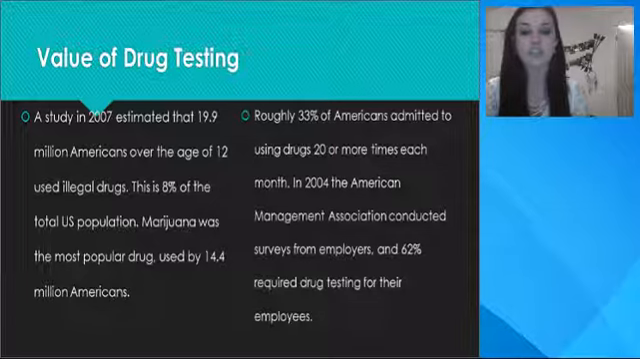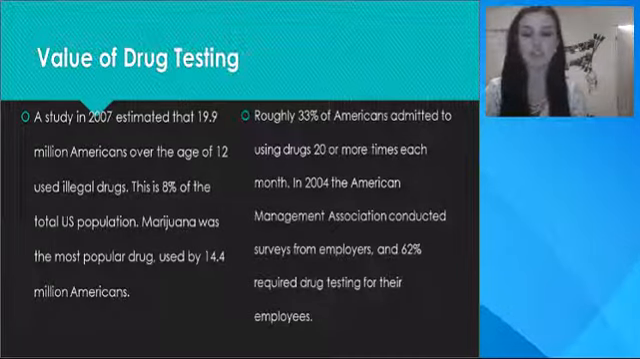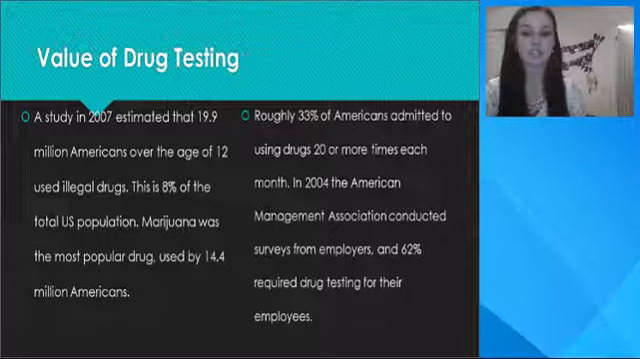A study in 2007 estimated that 19.9 million Americans over the age of 12 used illegal drugs. This is 8% of the total U.S. population. Marijuana was the most popular drug used by 14.4 million Americans. Roughly 33% of Americans admitted to using drugs 20 or more times each month. In 2004, the American Management Association conducted surveys from employers, and 62% required drug testing for their employees.